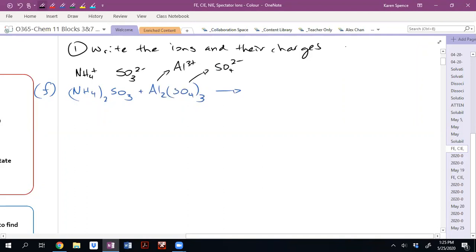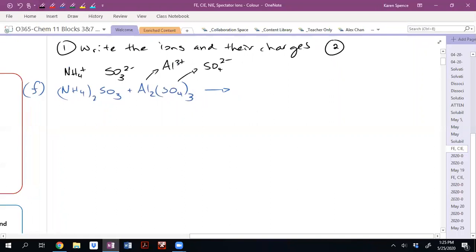So step 2, now that we've written out the ions and their charges, what are we going to do? Wait, Miss Spence, why do SO3 and SO4 have the same charge? They just do. If you look them up on the polyatomic ion chart, they just do. Oh, okay, never mind. Yeah, there's no deep meaning behind it. Ours not to reason why.